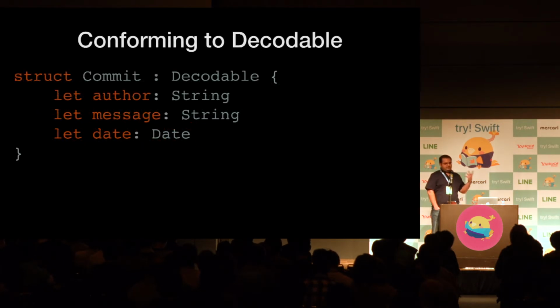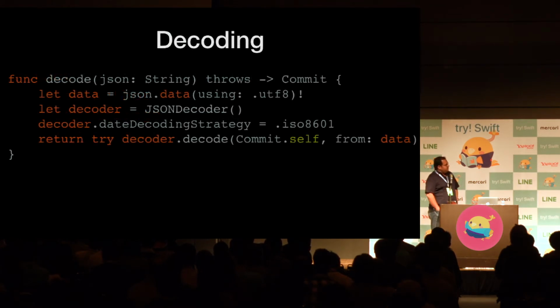Conforming to Decodable is as easy as that. You just have to tell the compiler that your type is conforming to Decodable. You need not implement anything. And then decoding is, again, a cakewalk. You just use the JSON decoder and make sure your date decoding strategy matches your date encoding strategy. And then decoder.decode does all the magic for you.